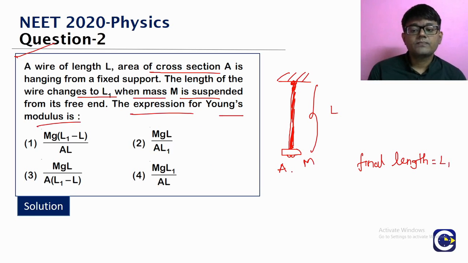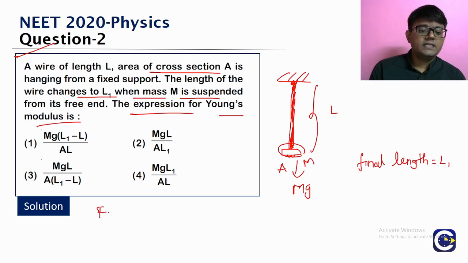Now think about it. We are attaching a mass. As a result of it, what is going to happen? There will be a force acting on this wire, and that is the force that is trying to cause elongation in the wire. What will be the force? It will be the weight of the object that is hanged, which is mass times acceleration due to gravity.